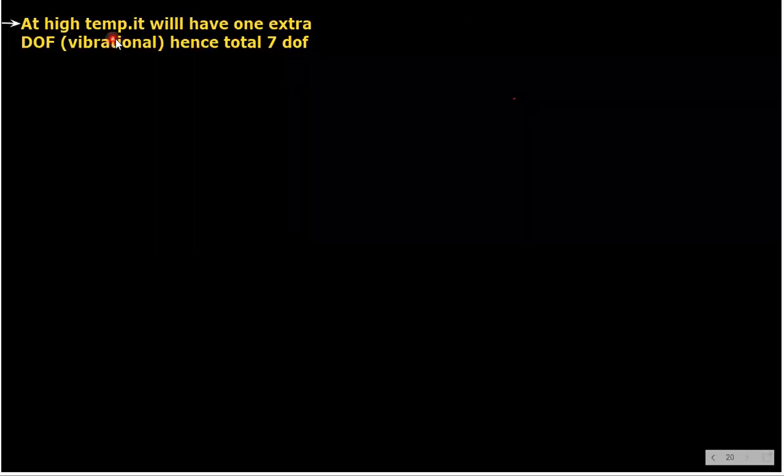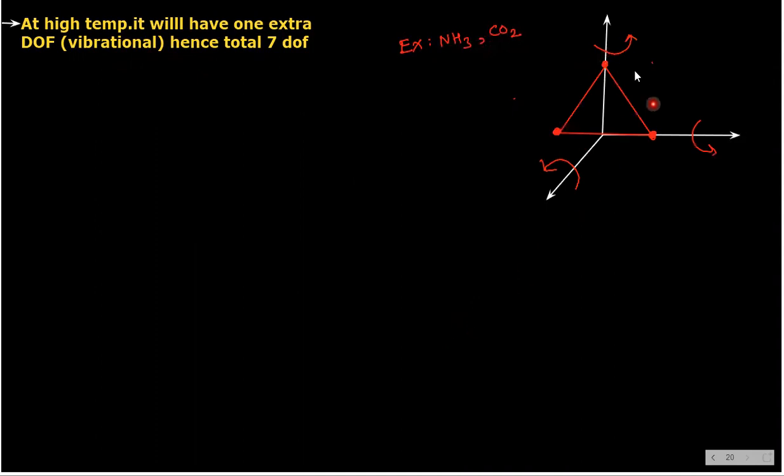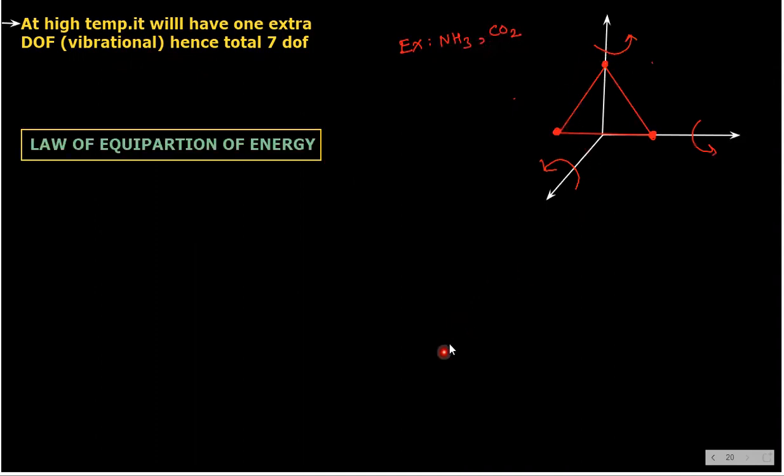We have seen triatomic gas has 6 degrees of freedom, but if the temperature is high, then it will have 1 extra degree of freedom, that is vibrational, and hence a total of 7 degrees of freedom. For example, NH3, CO2, and the diagram for a triatomic molecule is something like this, you can see. Okay, next is the law of equipartition of energy.